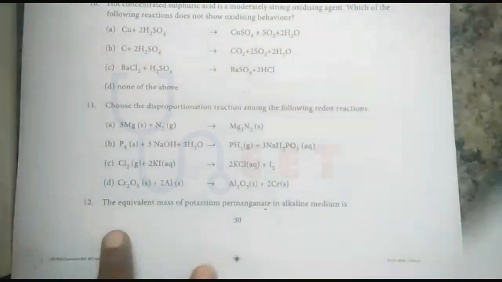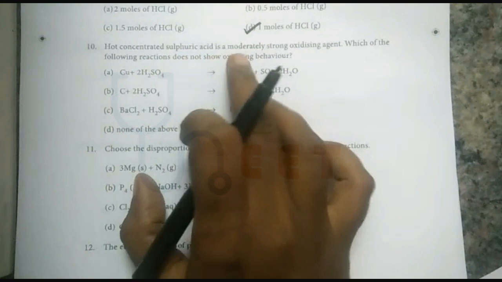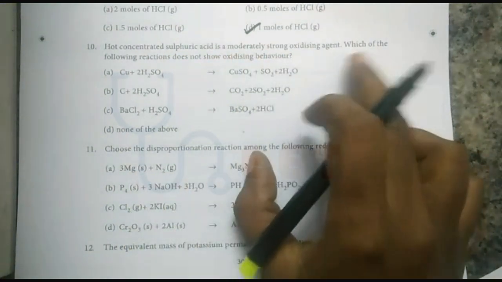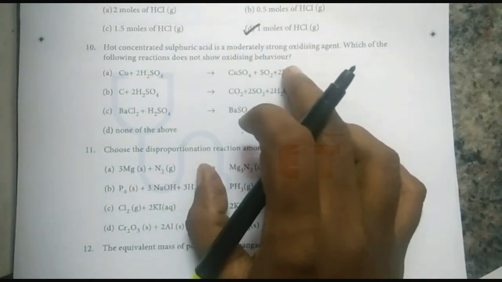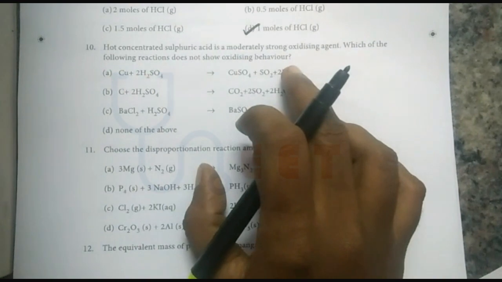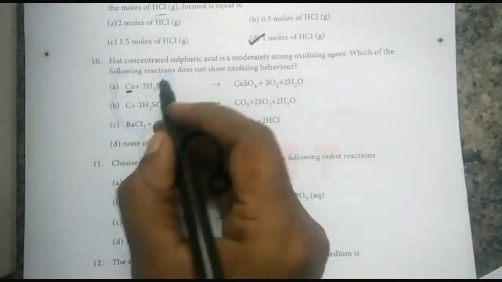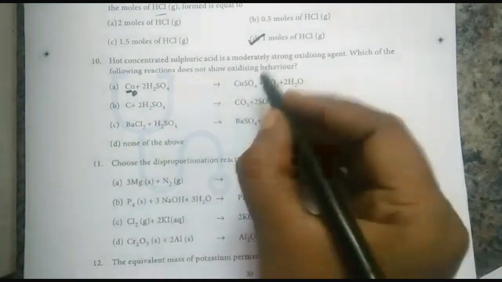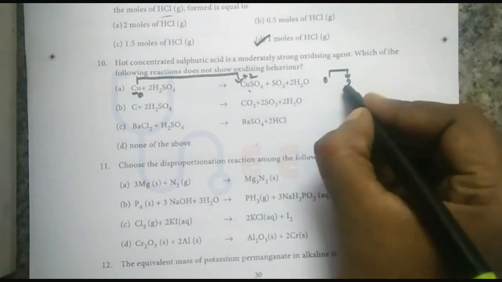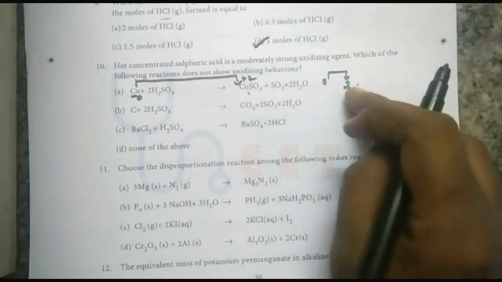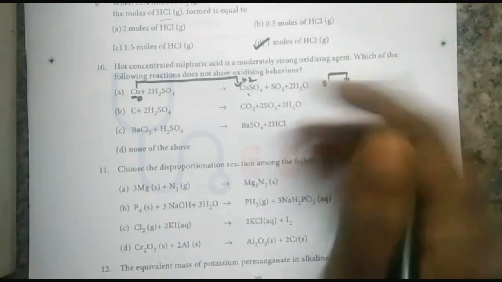Then another question. Hot concentrated sulfuric acid is a moderately strong oxidizing agent. Which of the following reactions does not show oxidizing behavior? Oxidation means the loss of electrons. Here copper, the element in its free state, has an oxidation state of 0. In this case, the oxidation state of copper is +2. So the oxidation state increased from 0 to +2. If the oxidation number increases, that process is called oxidation. So copper undergoes oxidation.